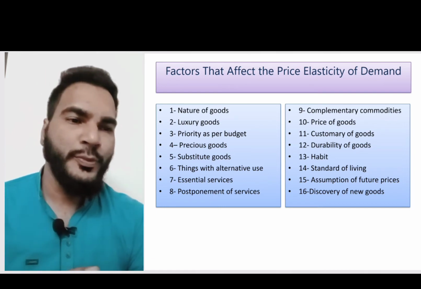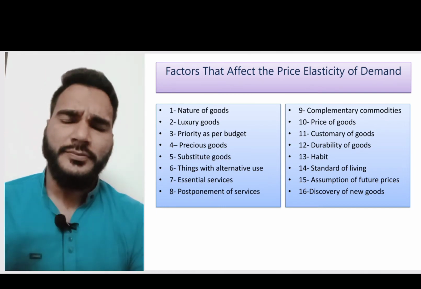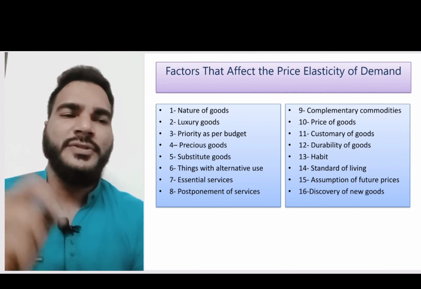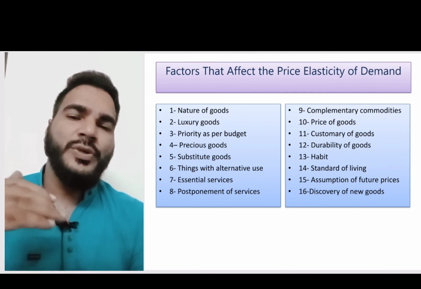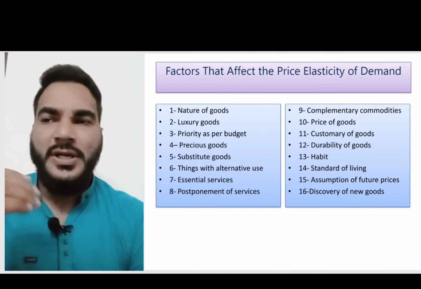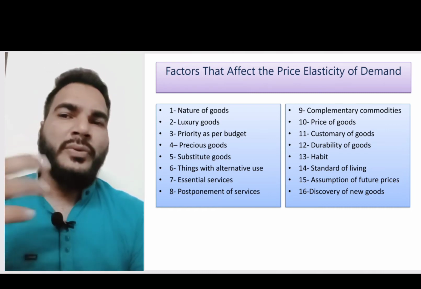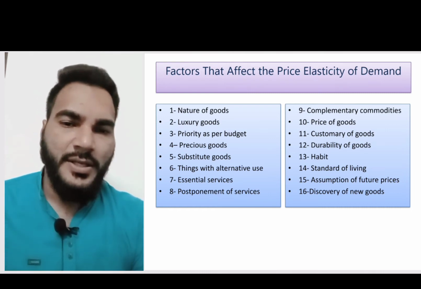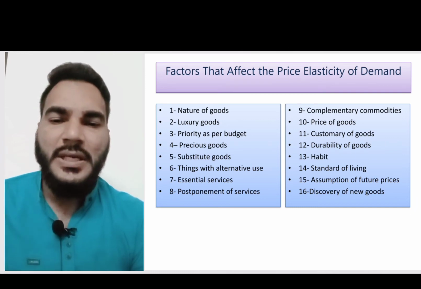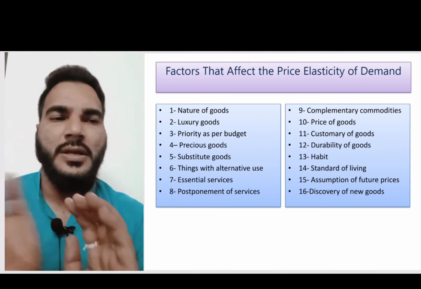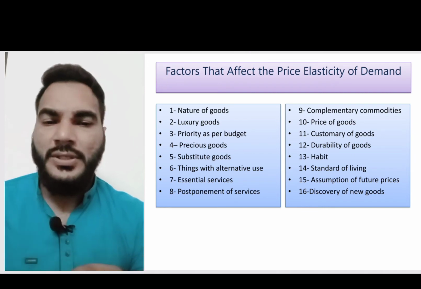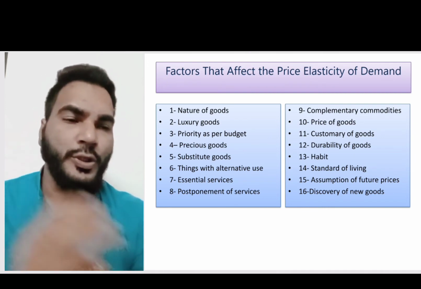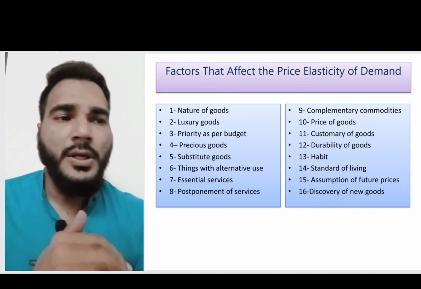Then we have postponement of services. Basically, postponement of services means things which we can wait on for the right time. When we see discounts or a sale going on, we can buy at that time. So for some period of time, we can just ignore it or postpone it. Then we have complementary commodities.